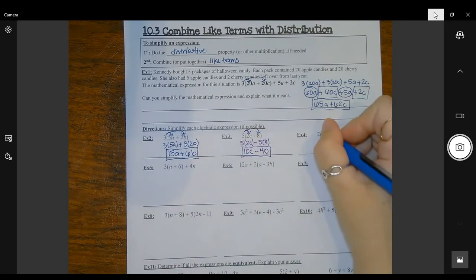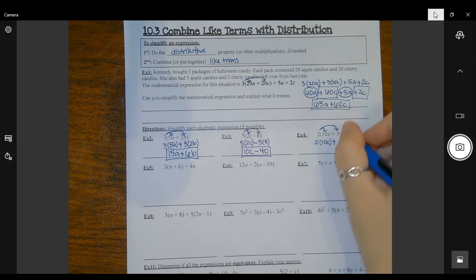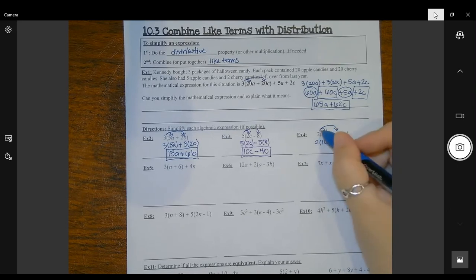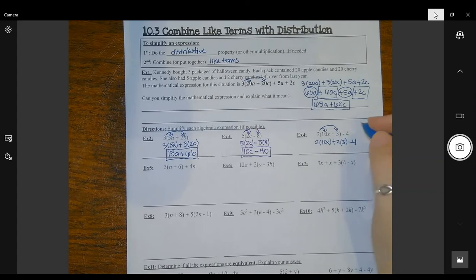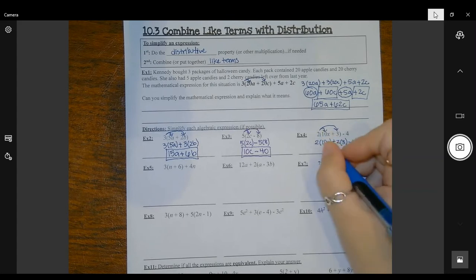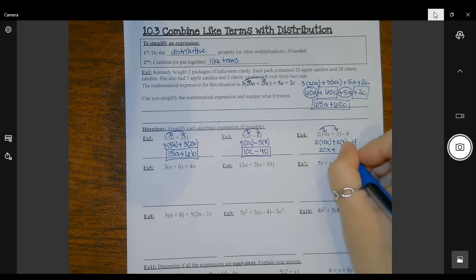Okay, my next one. I'm going to distribute this 2 to the 10x, bring down your plus sign, then distribute that 2 to the 3. Don't forget to tack on that minus 4 at the end. And you're not distributing that 2 to the negative 4 because this 2 is only touching these numbers inside the parentheses. Okay, 2 times 10x is 20x, plus 2 times 3 is 6, minus 4.